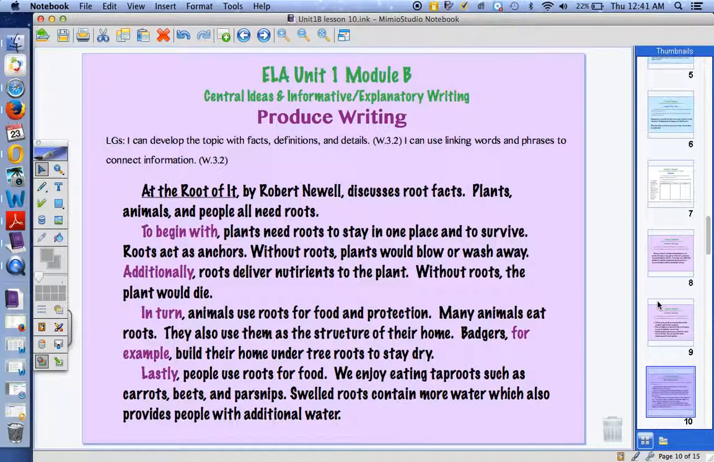So here's a sample text that I had written based on what we were reading, At the Root of It by Robert Newell. This, I think, was the final chapter in our text. Notice that the transitional words and phrases here are in purple to highlight. This prepares our reader for knowing that we're going to move on with the next item or topic in our writing.